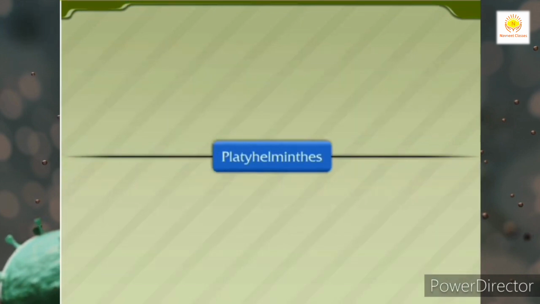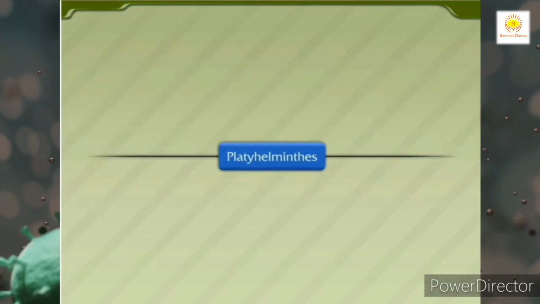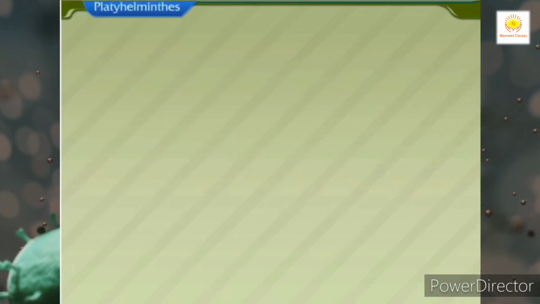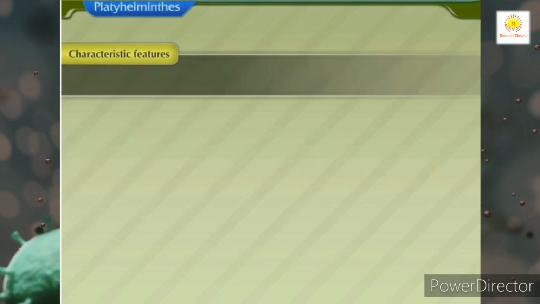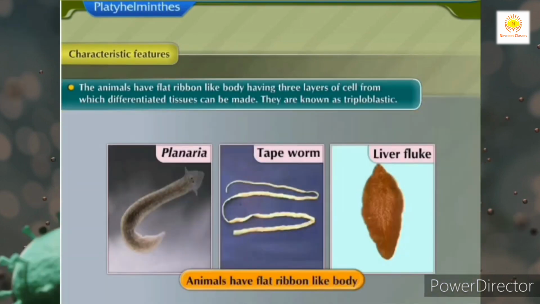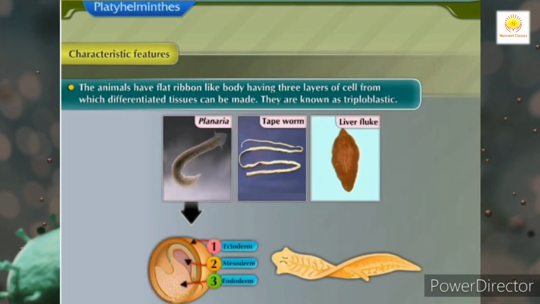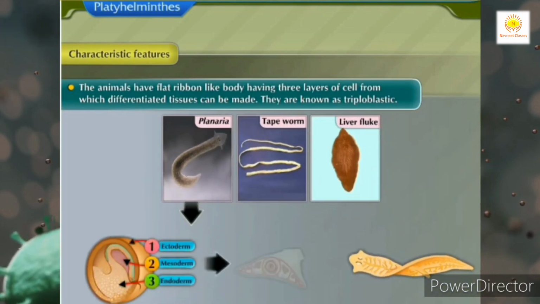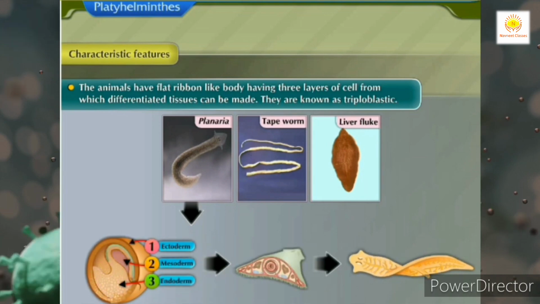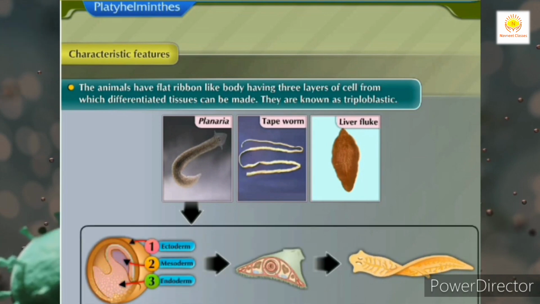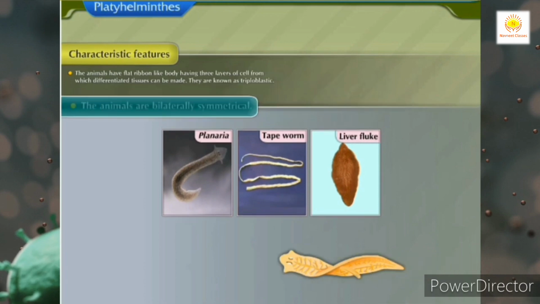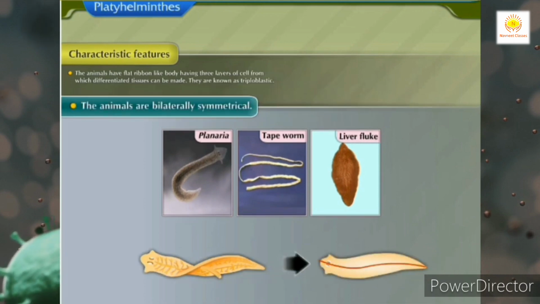Platyhelminthes. The characteristic features of this phylum are: the animals have flat, ribbon-like body, having 3 layers of cell from which differentiated tissues can be made, so they are known as triploblastic. The animals are bilaterally symmetrical.